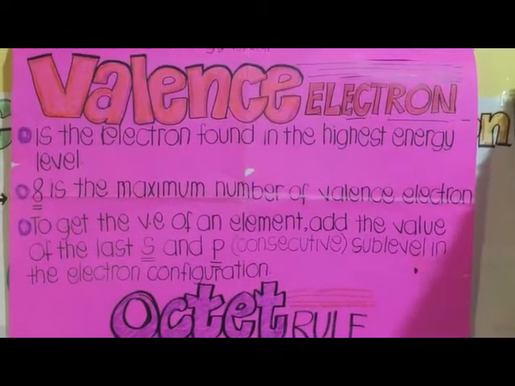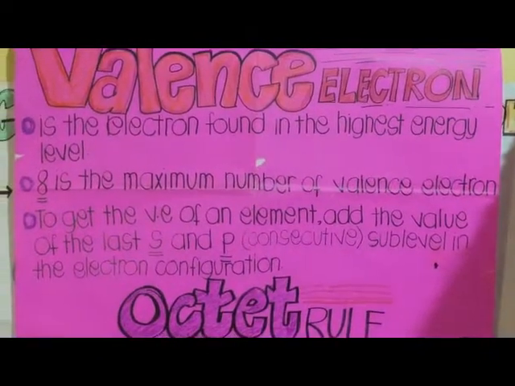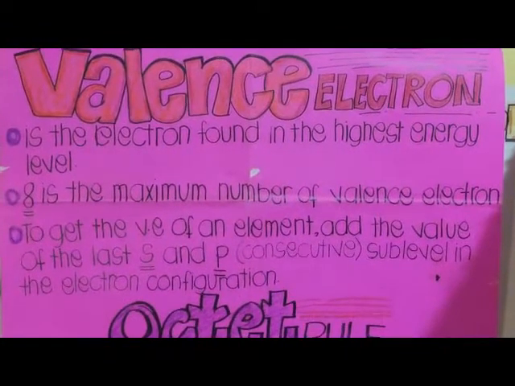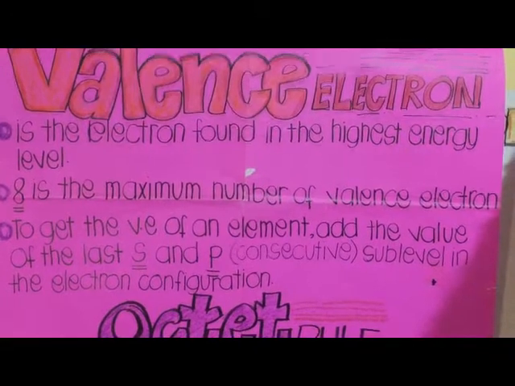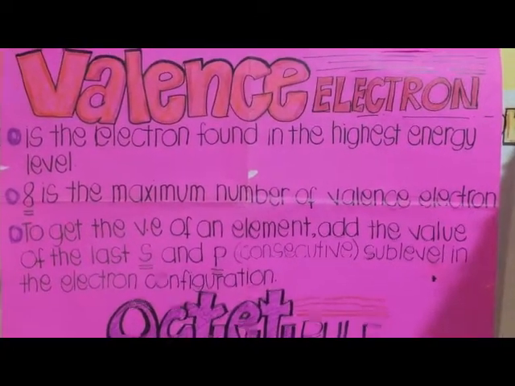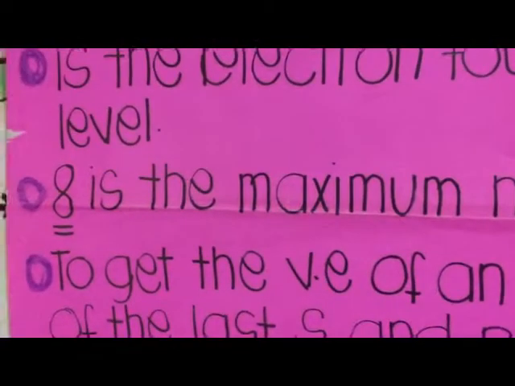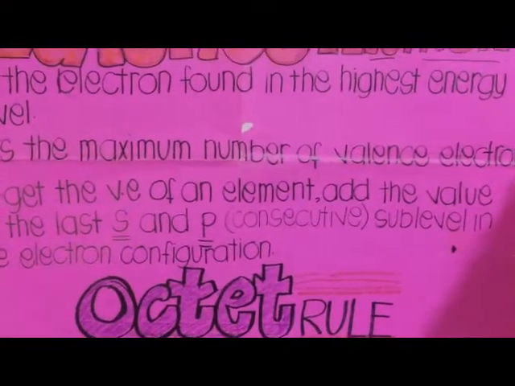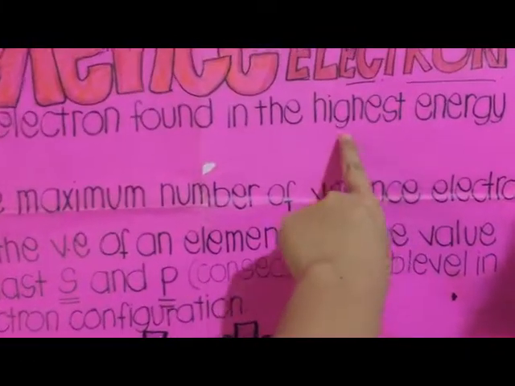Valence electron is the electron found in the highest energy level. Again, it is the electron found in the highest energy level. 8 is the maximum number of valence electron. So, bakit kaya 8? Sabi dito, 8 is the maximum number of valence electron. So, ibig sabihin nun, hanggang 8 lang ang pwede sa highest energy level. Okay? So, hanggang 8 lang daw ang maximum.